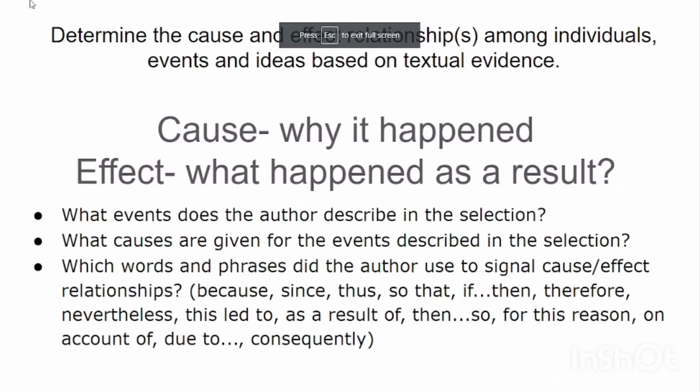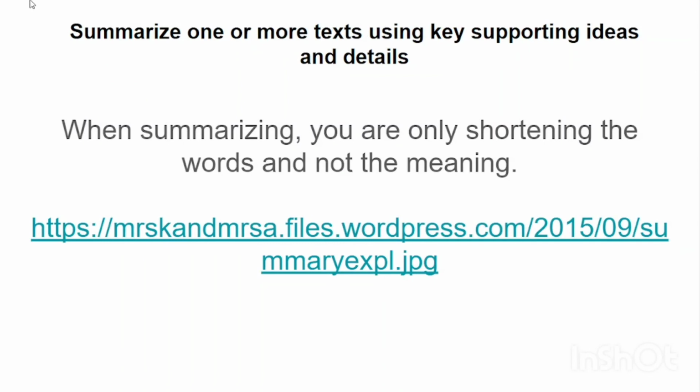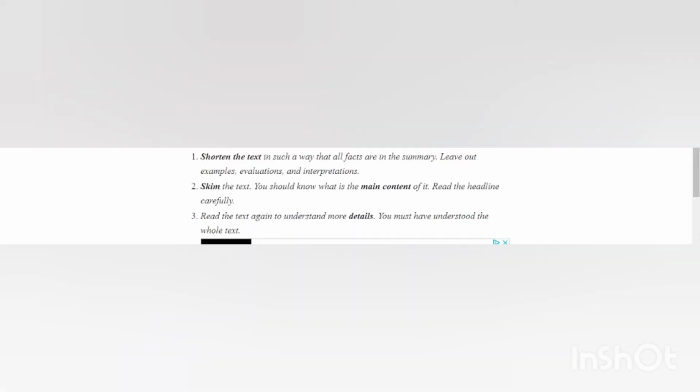So yeah, summary is all about shortening the words. It's all about shortening the words and not the meaning, right? So I had something else I wanted to share with you guys. Here are some helpful tips for when you're summarizing.